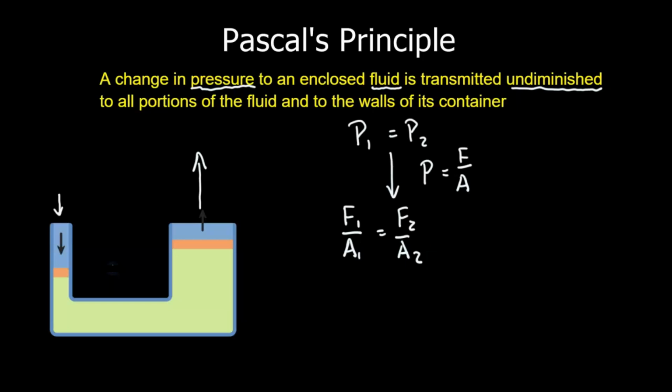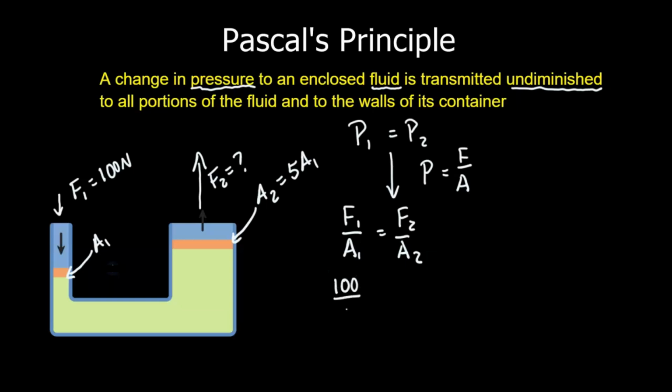Let's go ahead and do an example to see how Pascal's principle helps us understand how force is multiplied. We'll call this small piston here location 1. So F1 will be 100 newtons, and we want to find out what the output force is going to be. The area of this piston we'll call A1, and the area of this piston we'll call A2. We'll state that A2 is 5 times the area of A1. So we're going to substitute 100 for F1, A1 is the area of piston 1, F2 is what we're looking for, and A2 is 5 times the area of A1.